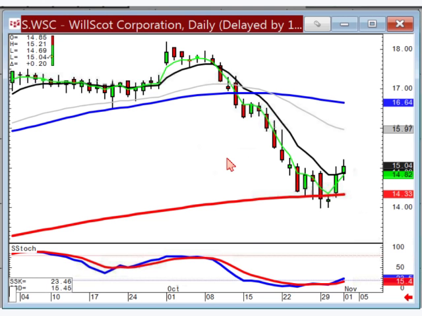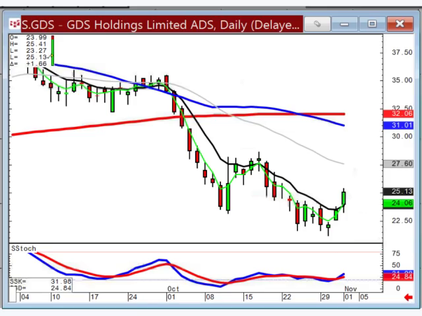So, looking for the signals. Look at GDS, morning star signal. Close up here. You can still be buying this one.